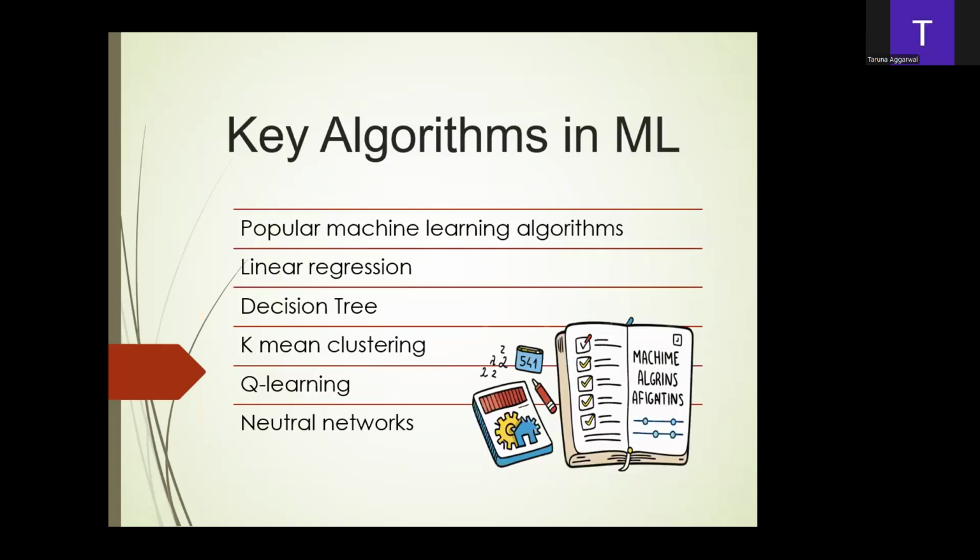Next is what are the key or main algorithms in machine learning? There are many algorithms, but here are some of the most popular. One is linear regression, which is basically used for prediction. Decision tree is used for classification and regression. K-means is used for clustering. Q-learning is for reinforcement learning, and neural networks, a very powerful tool, are used for image recognition and natural language processing.